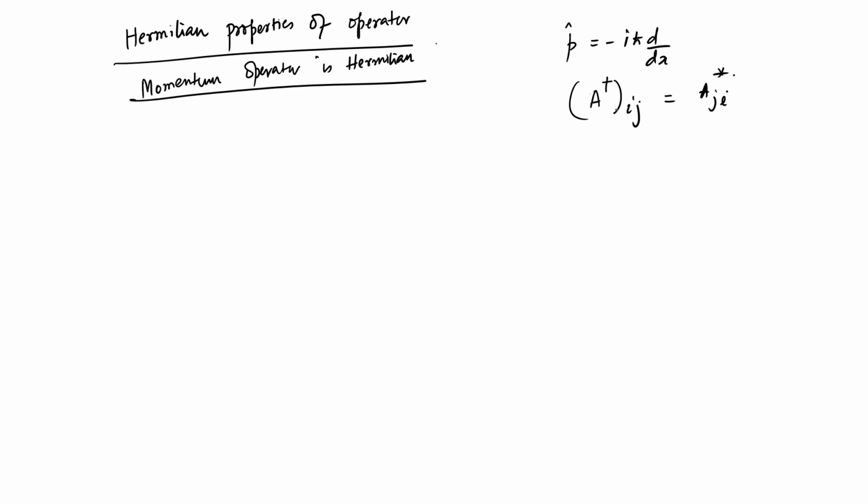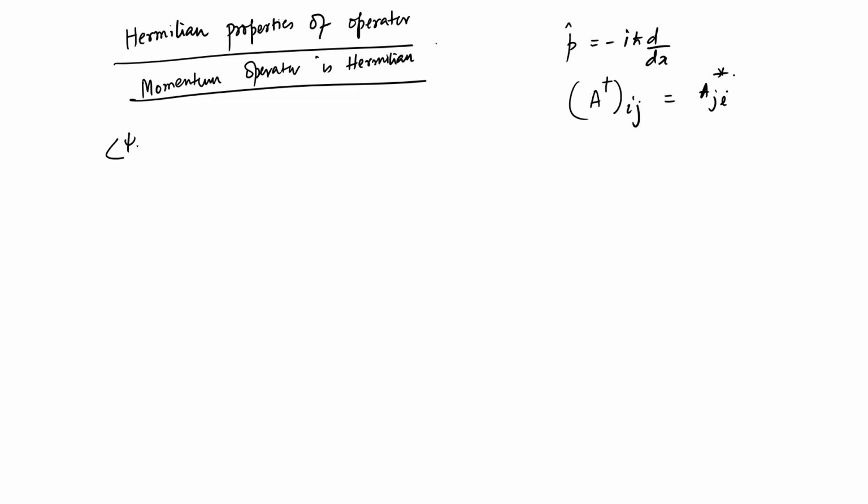So, what is the meaning of taking a dagger? Dagger means that you take the complex conjugate and the transpose. Transpose is the operation by which you interchange rows and columns of a matrix. So, this is a test of hermiticity. So, let me show this for the momentum operator.